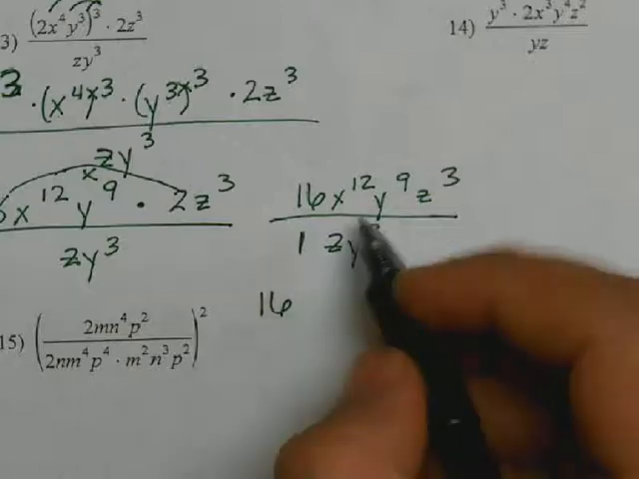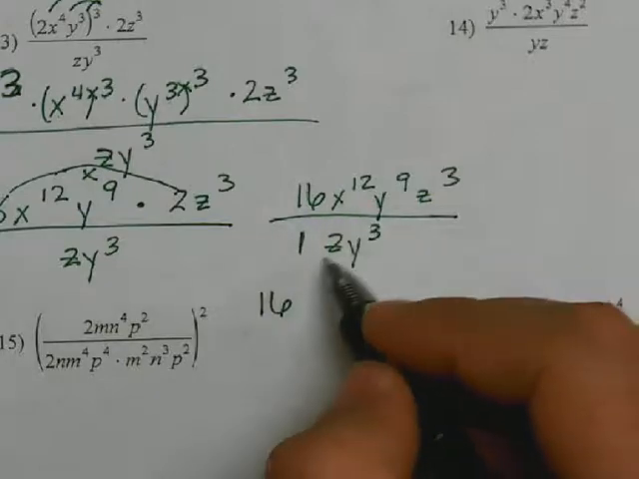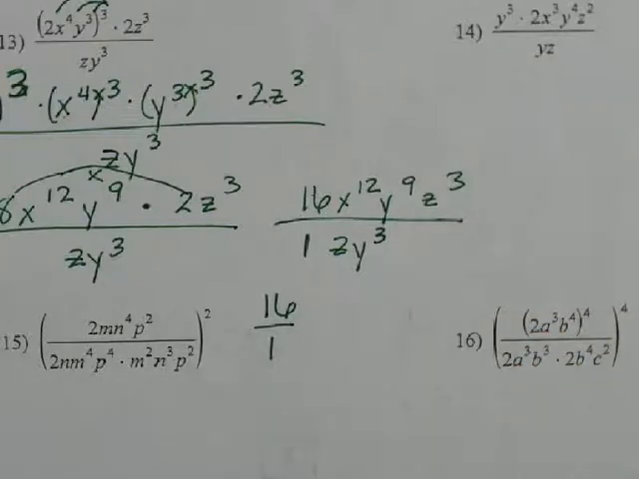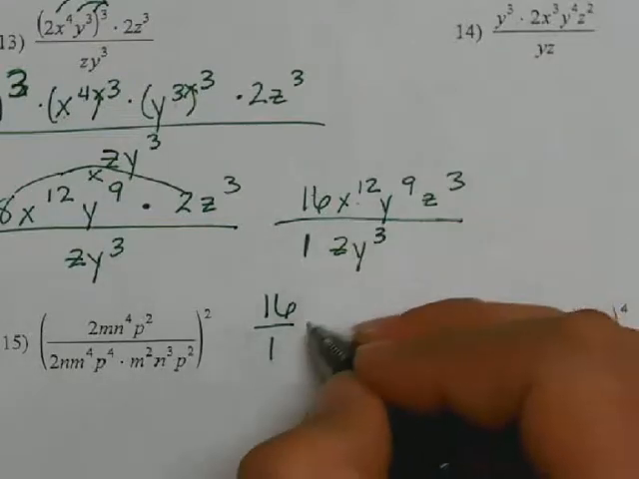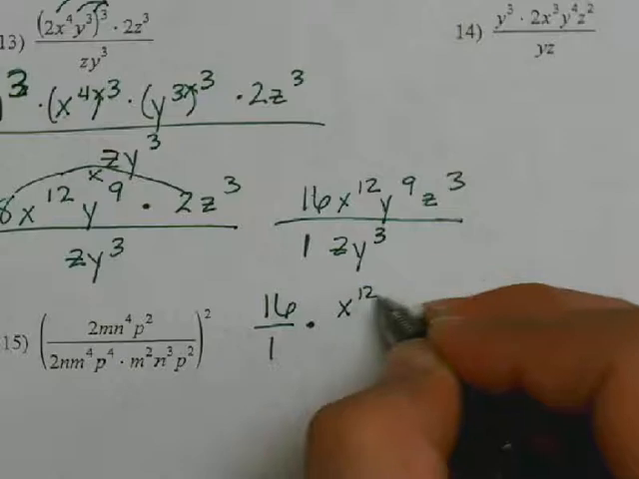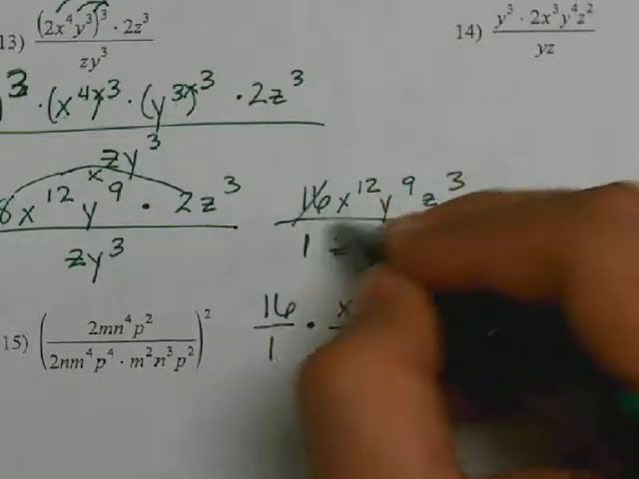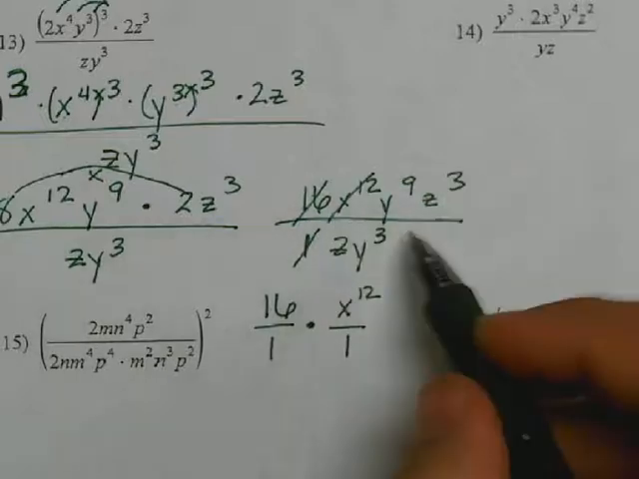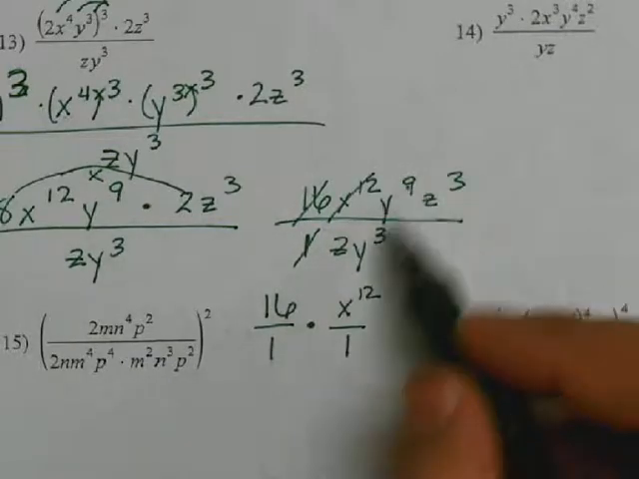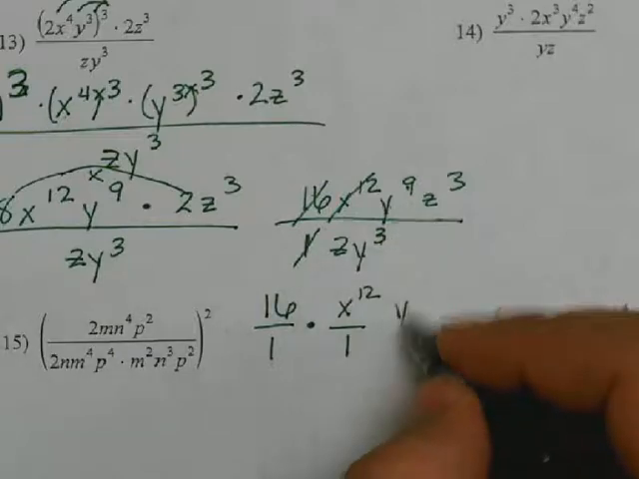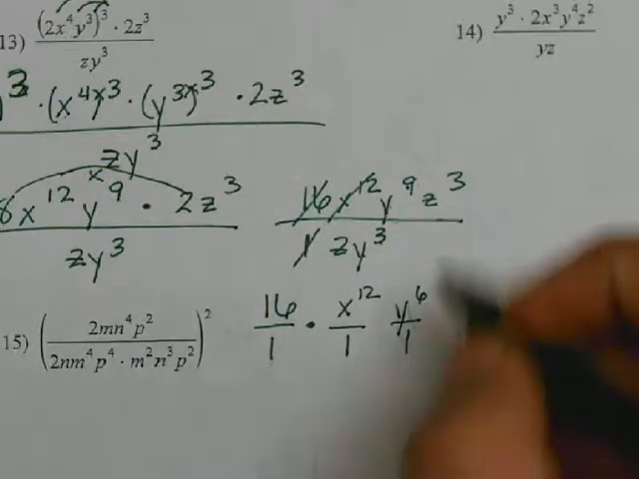When I'm looking at the x's, there is no x in the denominator, so I'm going to write 16 over 1 because I'm going to write it as a fraction. I have no x in the denominator, so I can just bring that down and say x to the 12th, but I'm going to put it over 1 as a fraction. That takes care of the 16 and the 1 and the x. Now go to the y's, y to the ninth over y cubed. Like bases, dividing, subtract exponents. That'd be y to the 6th power over 1. And that takes care of the y's.